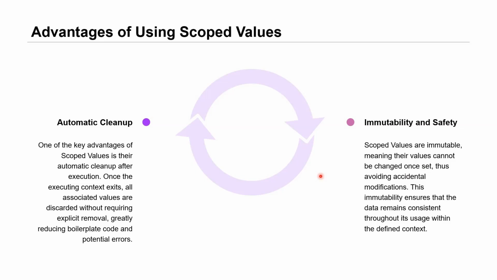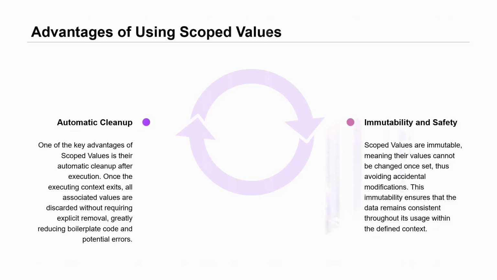Scope values are basically immutable, meaning their values cannot be changed once set, thus avoiding accidental modifications. This immutability ensures that the data remains consistent throughout its use within the defined context.